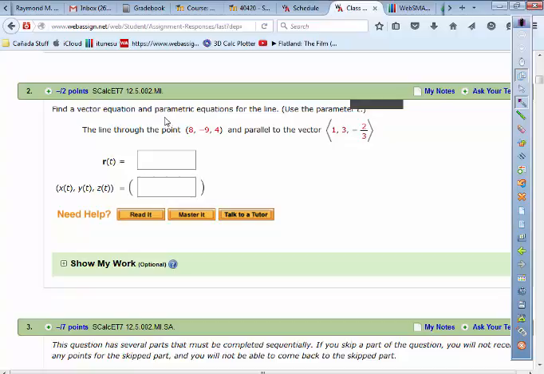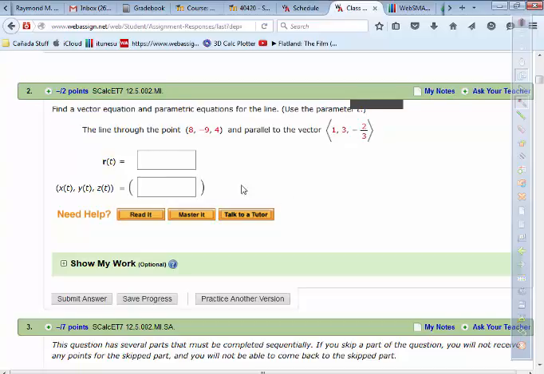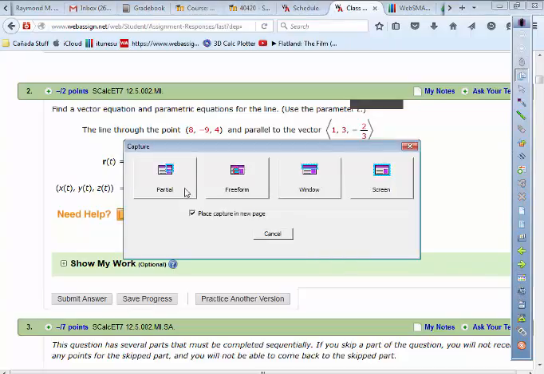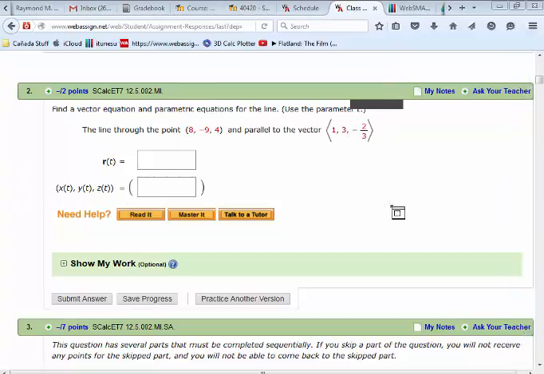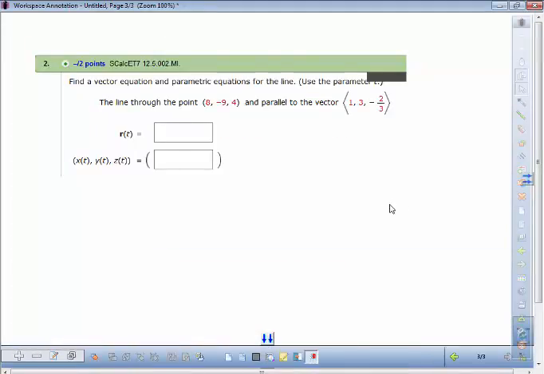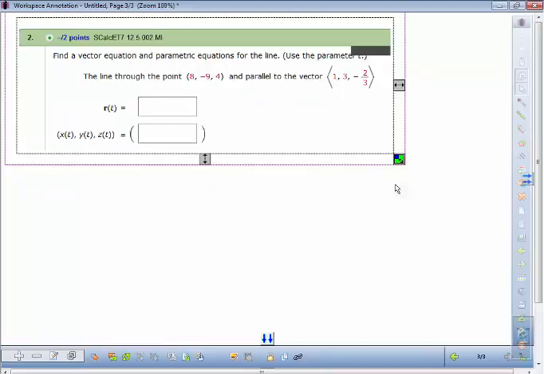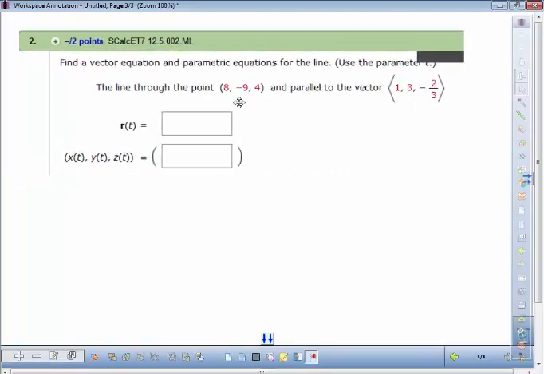Find a vector equation and a parametric equation of the line. I don't know why they want both. It's kind of saying the same thing. Oh, maybe it's a little bit different. All right, let's find a vector equation and a parametric equation of a line going through the point 8, -9, and 4. And it's parallel to a vector, which means that's the direction it's going. Because you know you can move that vector around. You just put the tail of that vector on that point, then you'll get that line that we're talking about.